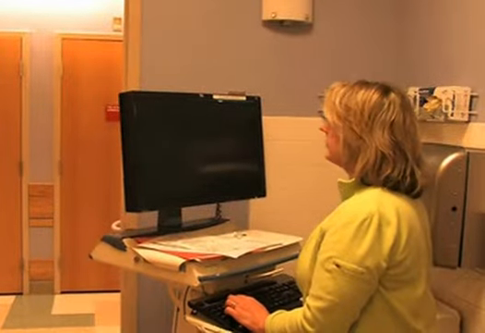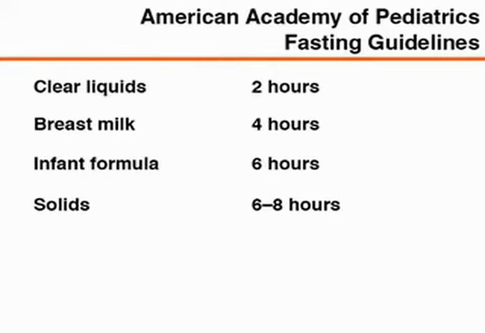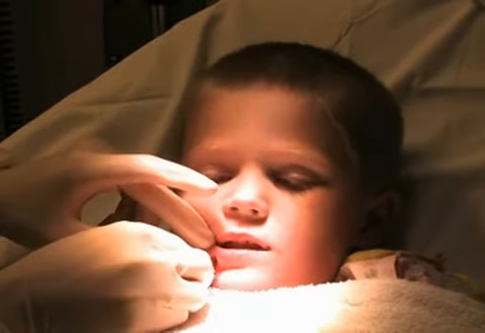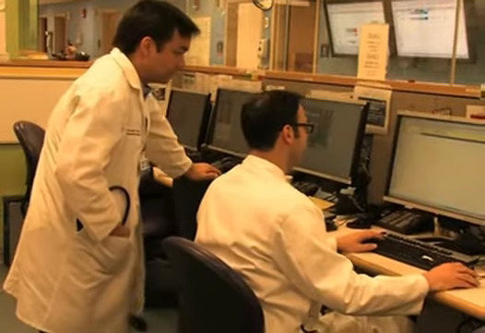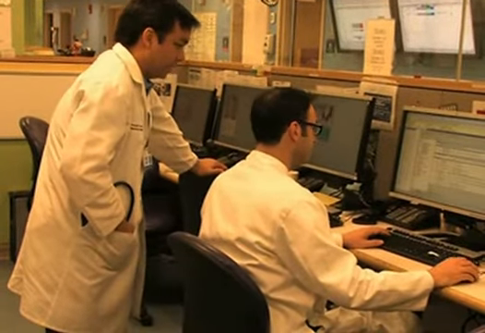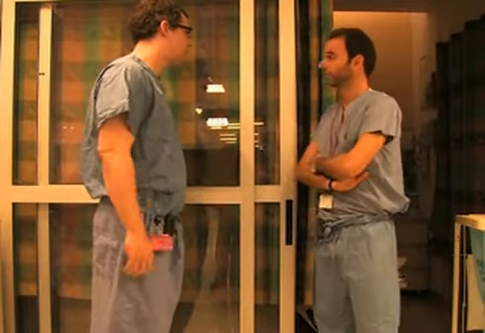Assess and document the time at which the patient last ate or drank. For elective procedures, follow established fasting guidelines such as those of the American Academy of Pediatrics. For urgent or emergency procedures, a risk-benefit assessment should be performed. If during assessment you identify a child who is at high risk for adverse events during sedation, postpone the sedation if possible, or consult an anesthesiologist.